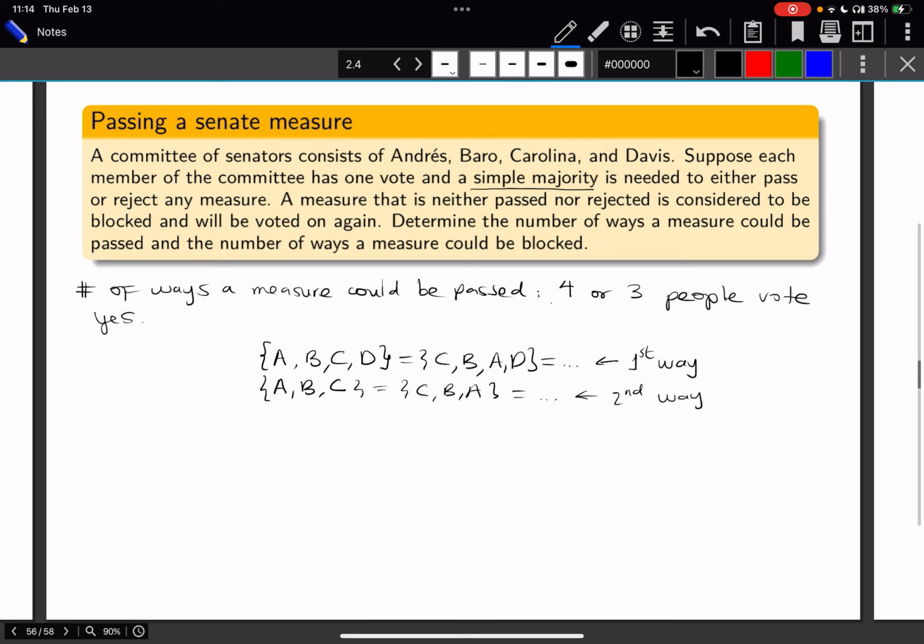And somebody else could say, okay, let's just go with Varo, Carolina, and Davis instead. Or any other combination of those same letters, B, C, and D, that give us exactly the same set, because sets don't really care about the order of the elements. So this is a third way. And we could go with other combinations too. As we think about other combinations, we're thinking about ways of choosing 3 people out of 4. So for instance, we could go with Andres, Carolina, and Davis. That's a different configuration.